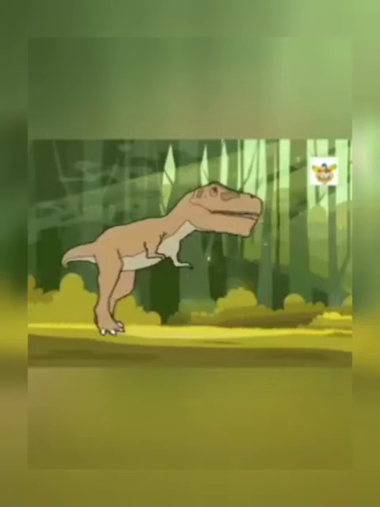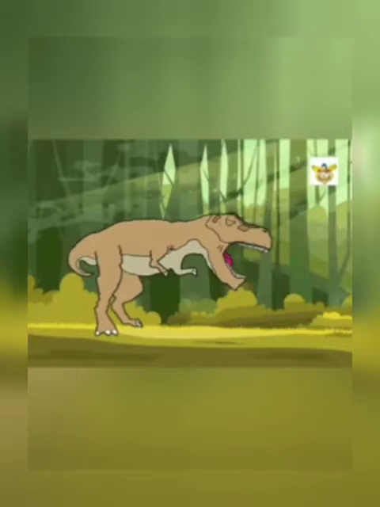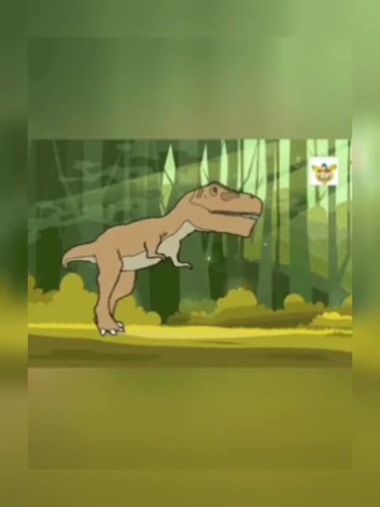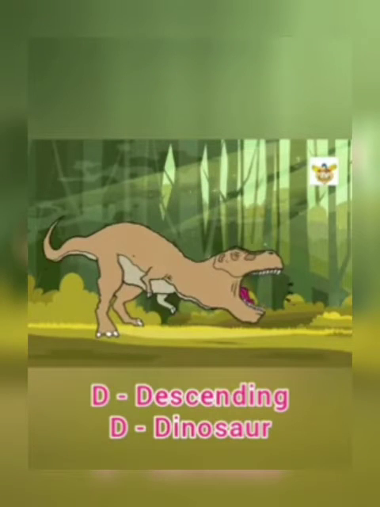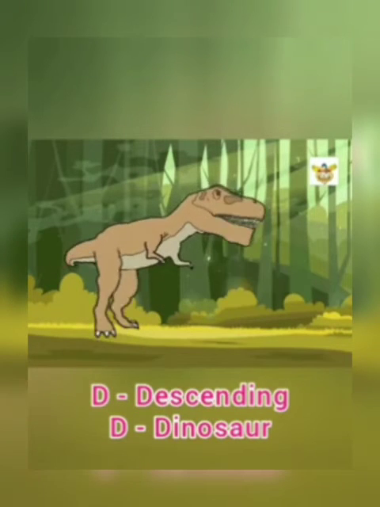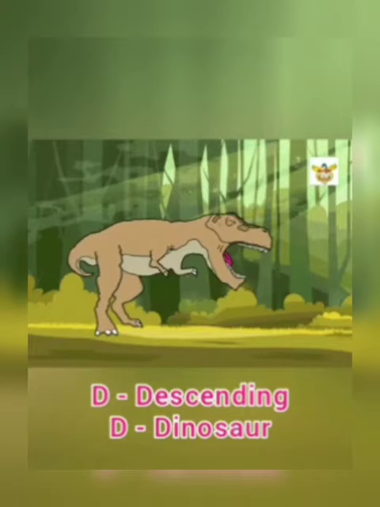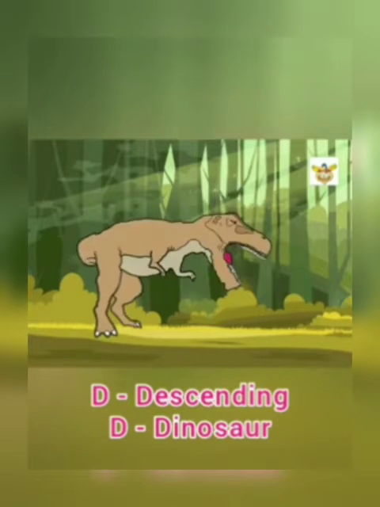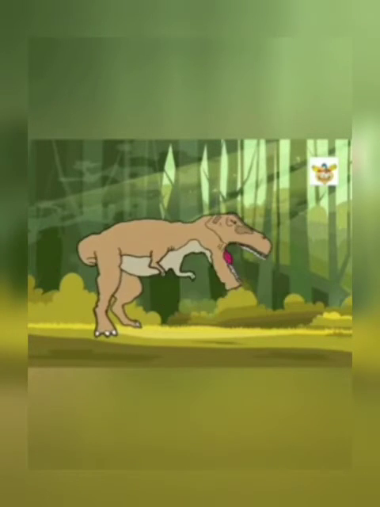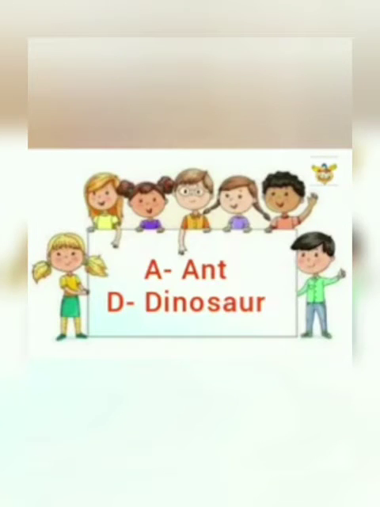Yes, remember ant. Oh, look! Dinosaur! D means descending and D for dinosaur. Wow! When you arrange numbers in descending order, remember this: D for dinosaur and D for descending order. So, ascending means ant and descending means dinosaur.